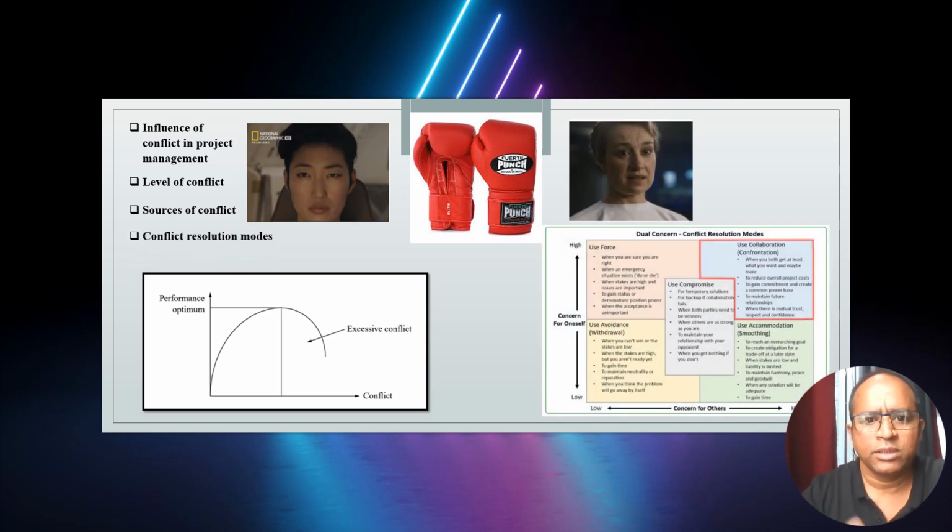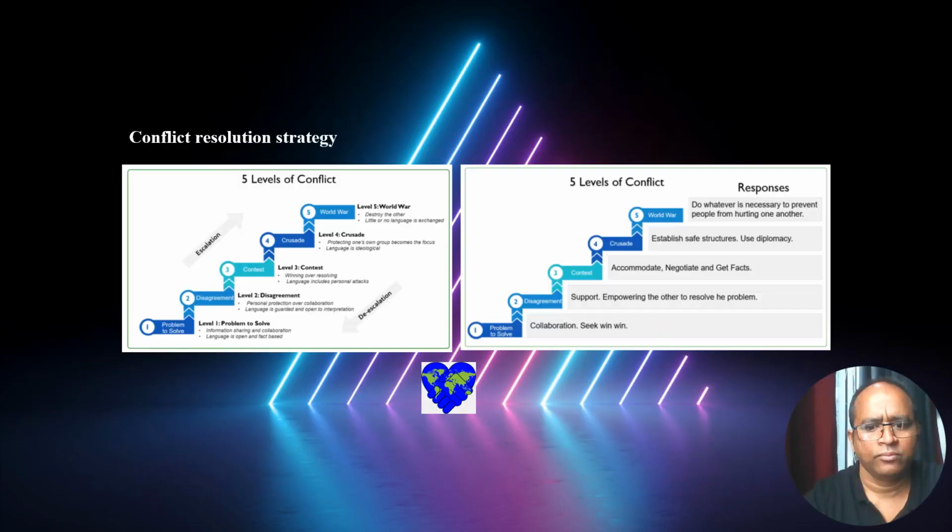So what could have been done in this situation? We can see from this diagram, based on concern for the team member and concern for the project manager himself or herself, the project manager has choices to resolve a conflict situation in 5 different ways. So use the avoidance technique, use force, use accommodation, use a collaboration strategy. I will explain in the next slide how a project manager can choose an option smartly to de-escalate the situation by understanding the level of escalation of the conflict situation.